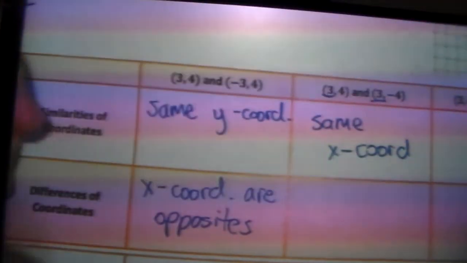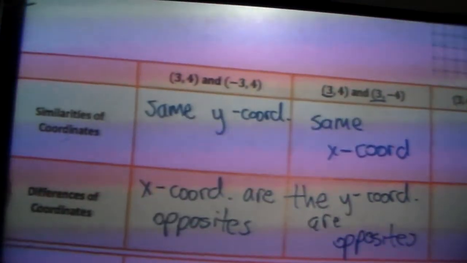But let's still describe. The similarities of the coordinates, well, how are they similar? This time they have the same x-coordinate. So that first coordinate is the same. We can see the 3's are the same. How are they different? The y-coordinates are opposites.